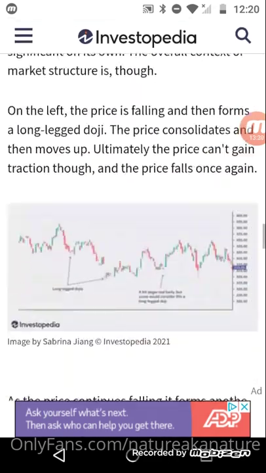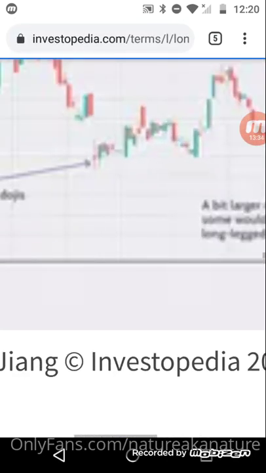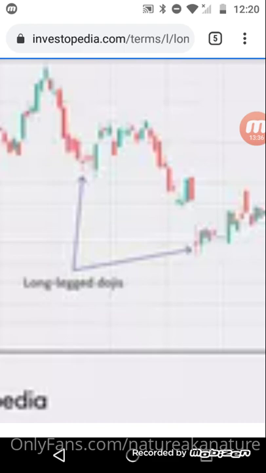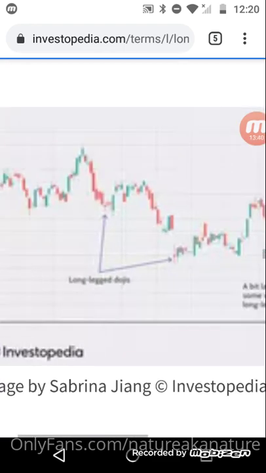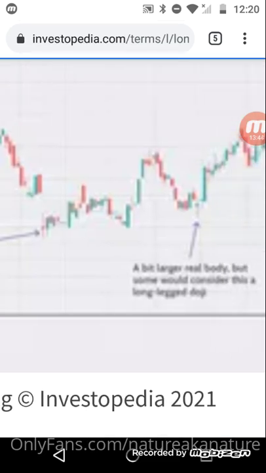So it's a bit larger real body. You're gonna see the real body. You see the red body right there, and you see the green body. It doesn't matter what color it is. If you see these long-legged dojis form, it doesn't matter what color.